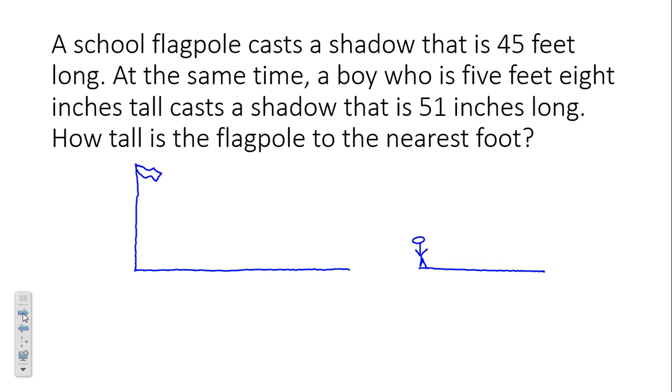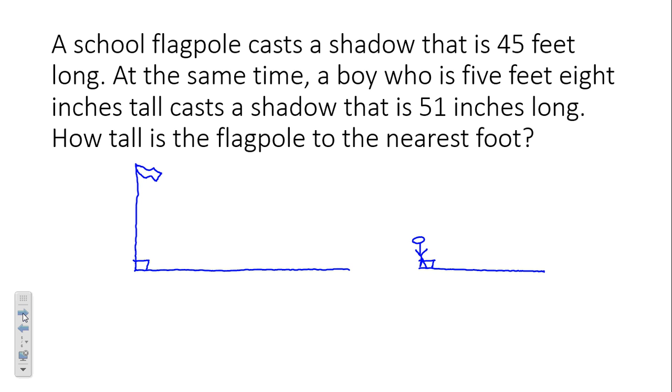It's got a shadow. Okay, and again, as long as he's not on a hill or something, he should be straight up and down, right? So we've got another right angle here. Everybody got a boy and a shadow?